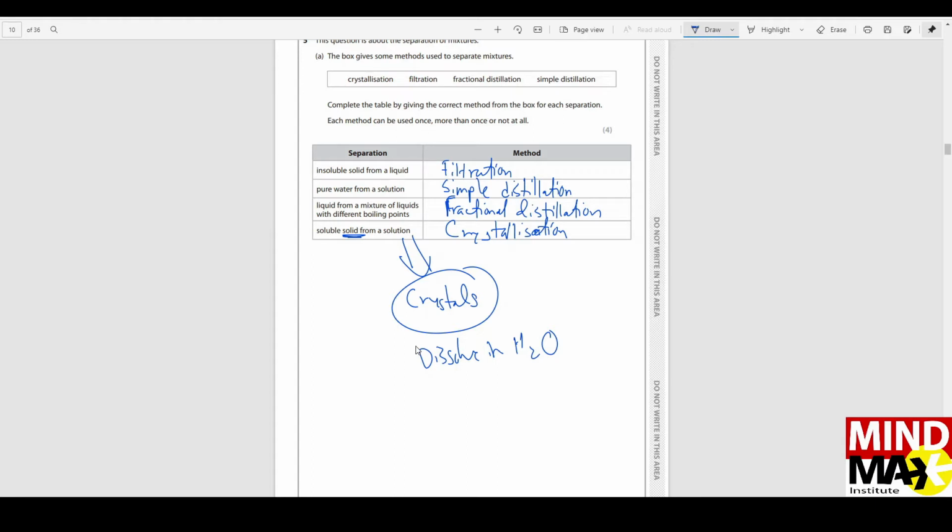I carry out crystallization, and that will give me the crystals which are actually soluble in water. If you dissolve them, they will become soluble in water, but I need the soluble solid only. So that is why from the soluble solution I perform crystallization and I get the crystals only, which will be the soluble solid. The soluble solid is actually the crystal.